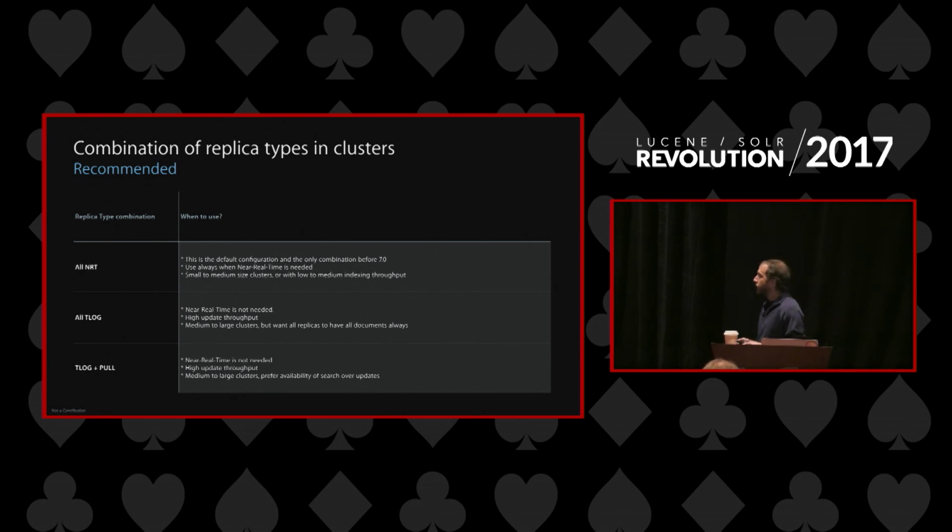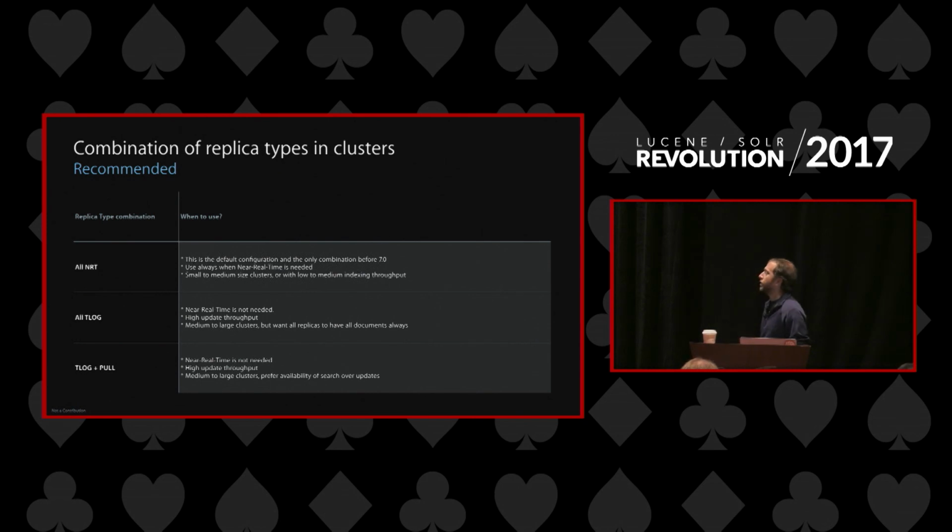Then there's a third recommended configuration, which is whatever number you want of T-log and whatever number you want of pull replicas. You use this configuration when you don't need near real time, when there's high update throughput, and when you prefer availability of search versus near real time or consistency.